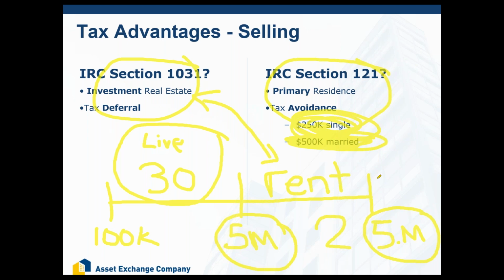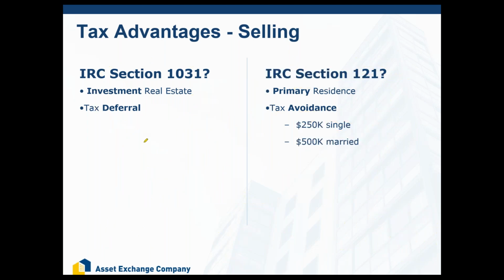Fantastic. But because you've also lived in it for 2 of the past 5 years, it is also eligible for your homeowner's exemption. Ladies and gentlemen, you have a $5 million property where you can apply both the 1031 exchange and the homeowner's exemption. You can walk away from that sale paying absolutely nothing to the taxman.